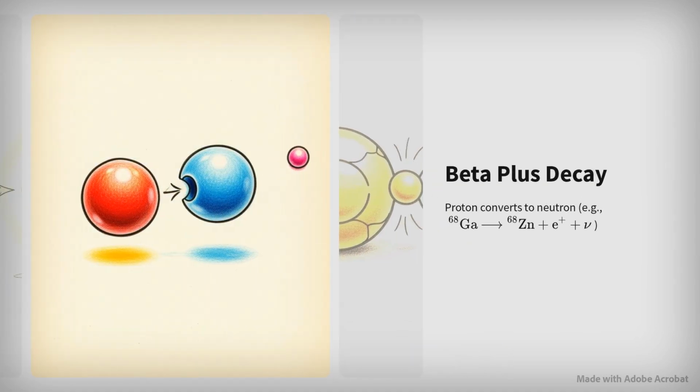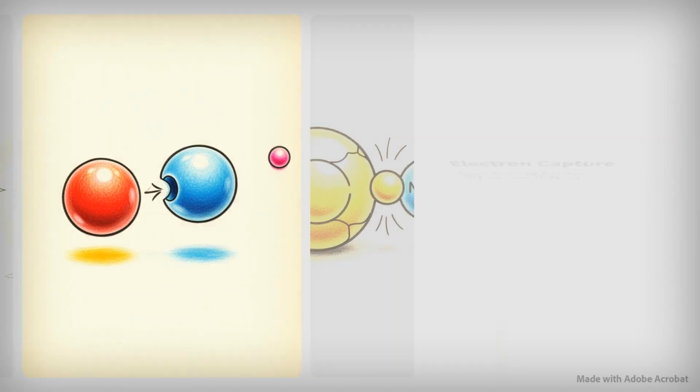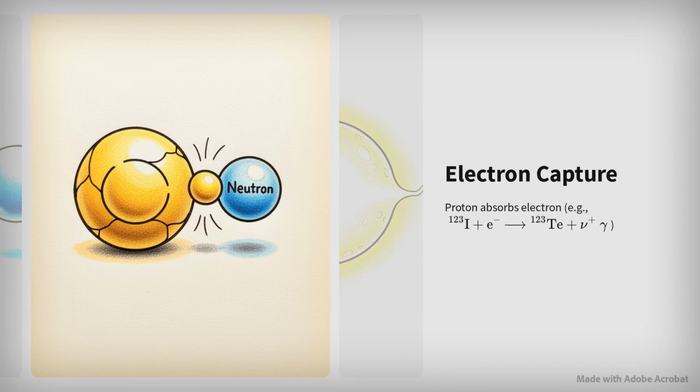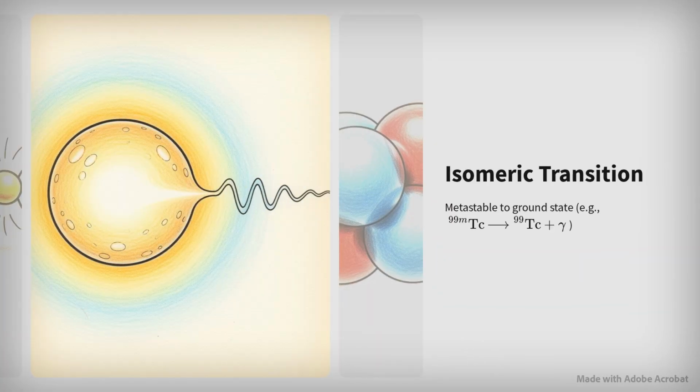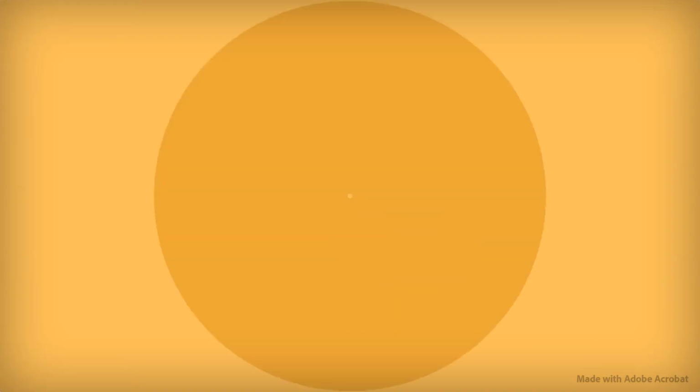Beta-plus decay happens when a proton converts to a neutron, producing a positron and a neutrino, as in gallium-68 decaying to zinc-68. Electron capture is when a proton absorbs an electron, as in iodine-123 capturing an electron to become tellurium-123. Isomeric transition is the shift from a metastable to a ground state, emitting a gamma ray, as seen in technetium-99m decaying to technetium-99.